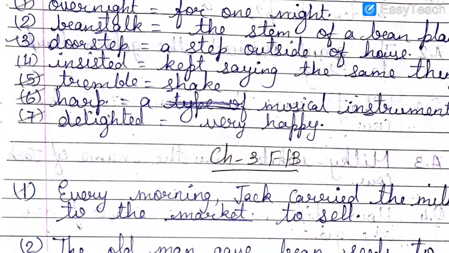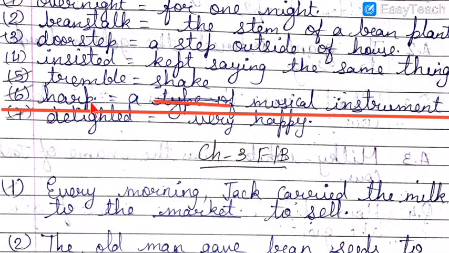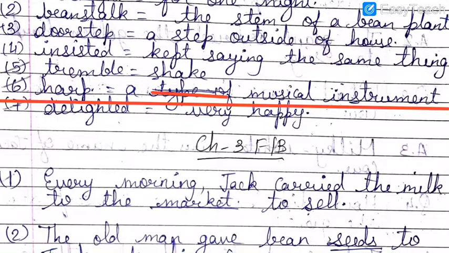Now next one is number 6, harp. Number 6, harp. So a musical instrument. Harp is nothing but a musical instrument. I have even showed you how harp looks like. Even if you have textbook, the picture of harp is given where the giant is sitting on the table. So it is just a musical instrument. I hope you are writing harp, a musical instrument.